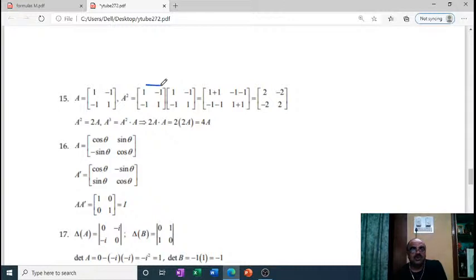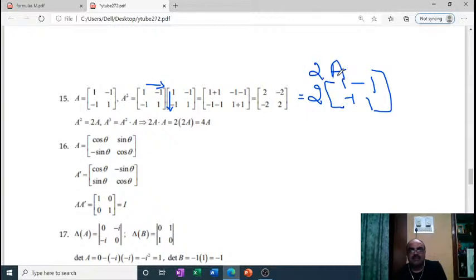How do you do it? Row into column. So finally you end up getting [2, -2; 2, 2]. In this you take out 2 common. It becomes [1, -1; 1, 1], which is nothing but 2 into A. So A square is 2A.